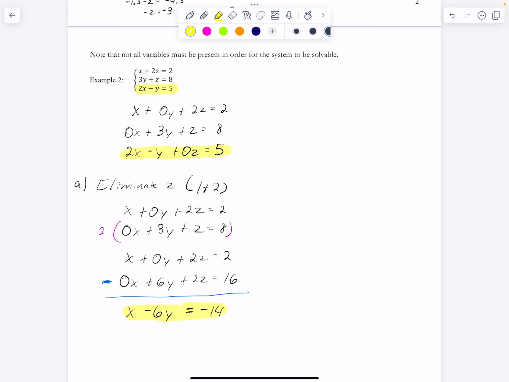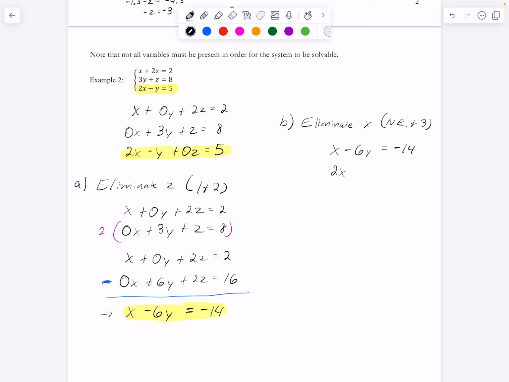What we should notice is that in that third one, in the system, it doesn't have a z. And so just like the one that I found, this one doesn't have a z because I eliminated it. So I can go ahead and treat that as if I'm going back to thinking of it as two variables. So I can eliminate x by using my new equation and equation 3. So I'm going to write down x minus 6y equals negative 14, and then 2x minus y equals 5.